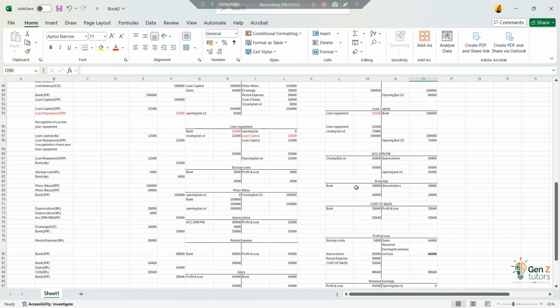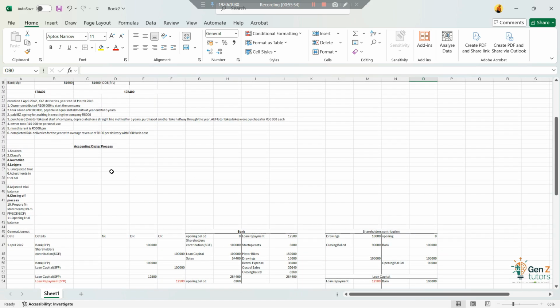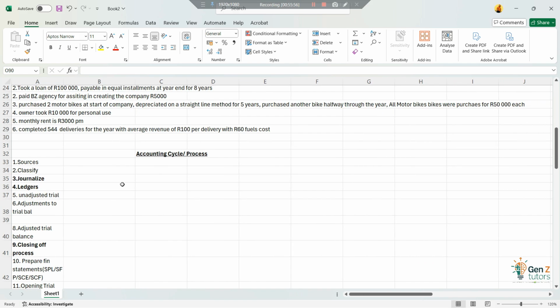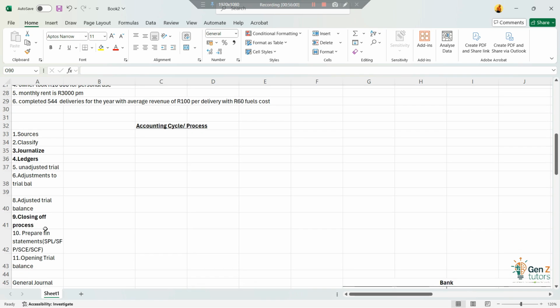You do your journals and your ledgers, that's how you do them. And then next time, in the next video, we shall be focusing on the trial balance, and then from there we go and prepare the statements of financial position. But I will do the SPL and SFP and SCE together, and then the statement of cash flows, that one I will not do now. Okay, I will do a video for you guys, but I will separate it from the one of the SPL, SFP, and SCE due to one particular reason.